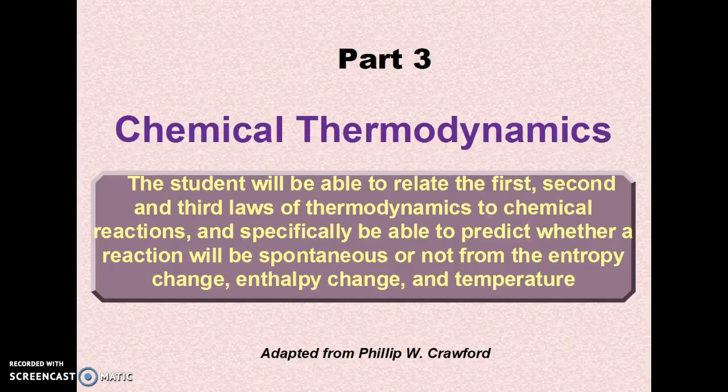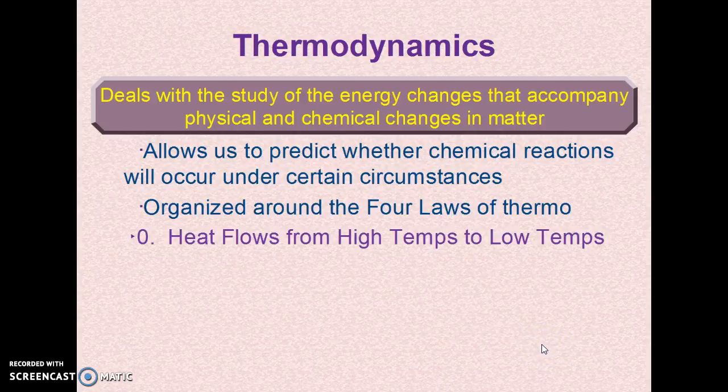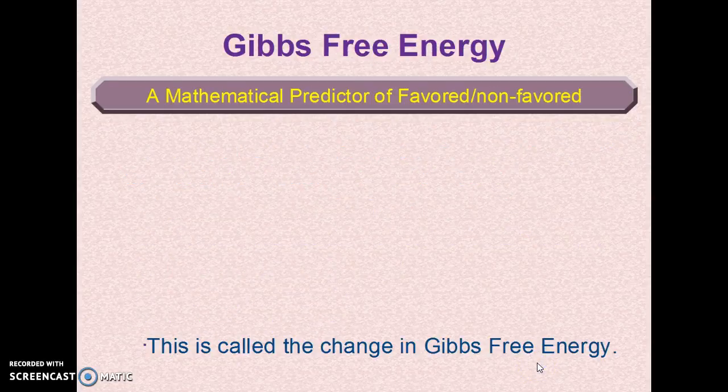This is part 3 of my sequence on chemical thermodynamics, and specifically we're going to look at the Gibbs free energy calculations. You'll recall that thermodynamics deals with the study of the energy changes that accompany physical and chemical changes in matter, respecting the 4 laws: the 0th law about heat flow, conservation of energy, the increasing of entropy, and the finding that entropy at 0 Kelvin is 0. Now let's talk about the Gibbs free energy, or delta G.